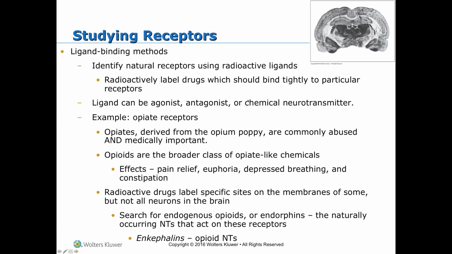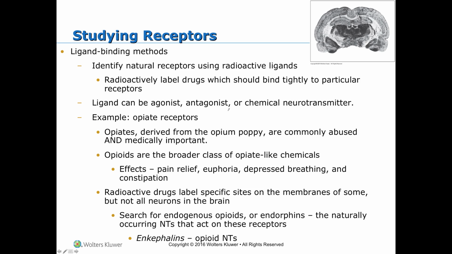So in order to study receptors, we can use what are known as ligand binding methods, where we can look at identifying natural receptors using radioactively labeled ligands. These are radioactively labeled drugs that should bind tightly to particular receptors. And then we can label these sites and see where that binding has occurred.